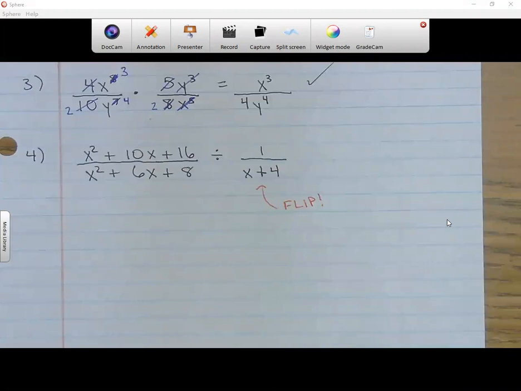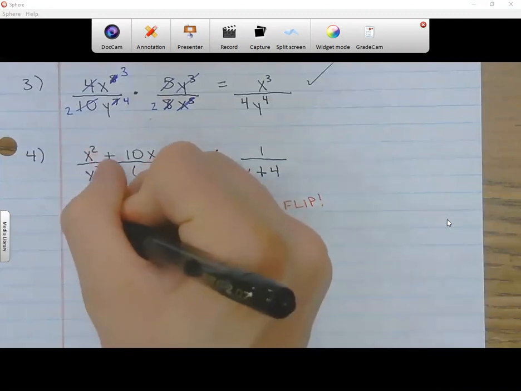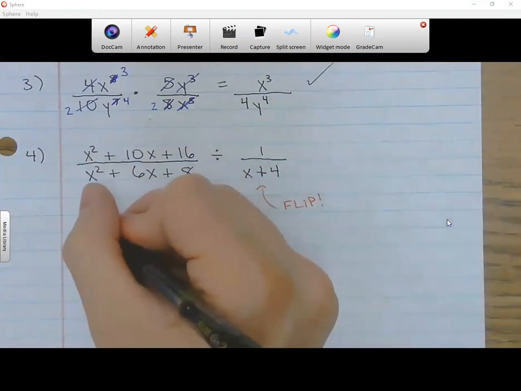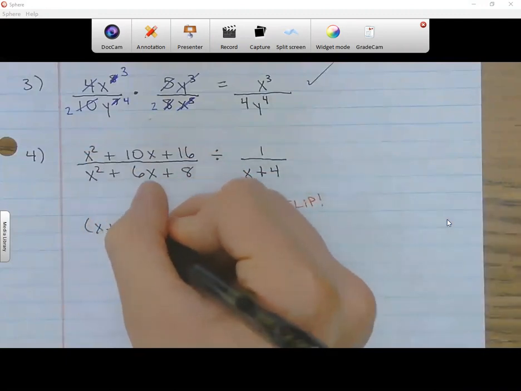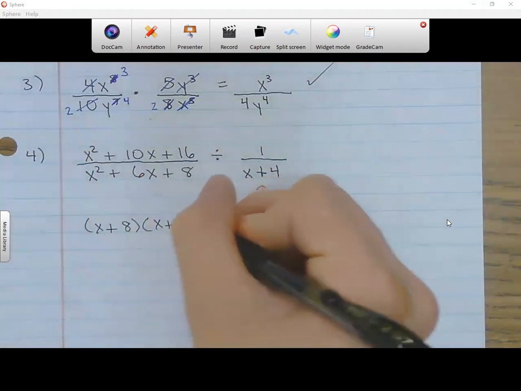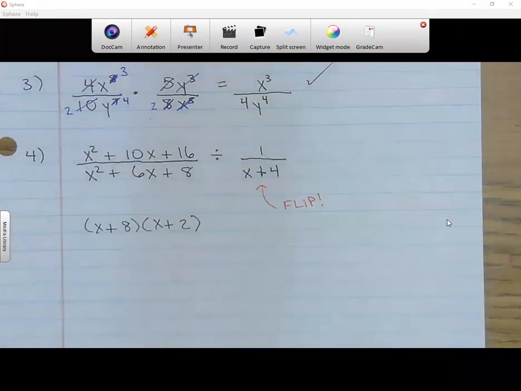So before I do that, though, I want to factor the first fraction. So how does the top factor out? I've got to multiply to 16, but at the same time add up to 10. So I'm thinking 8 times 2. So that's going to become x plus 8 and x plus 2. So that's the top.